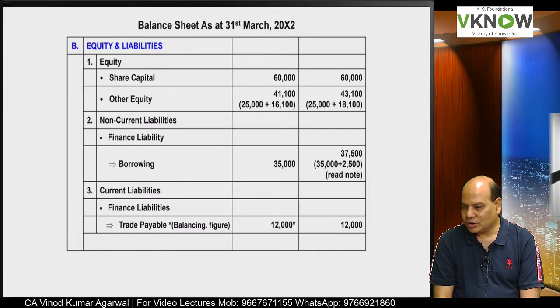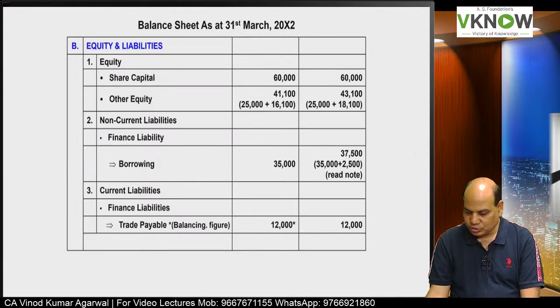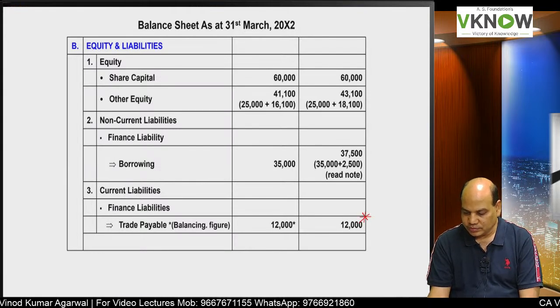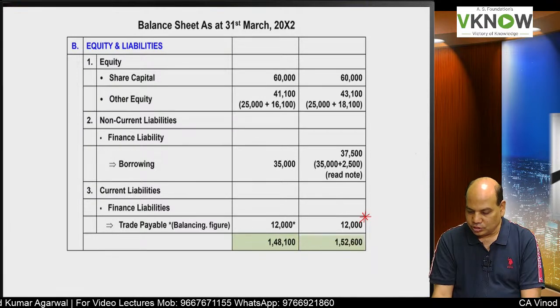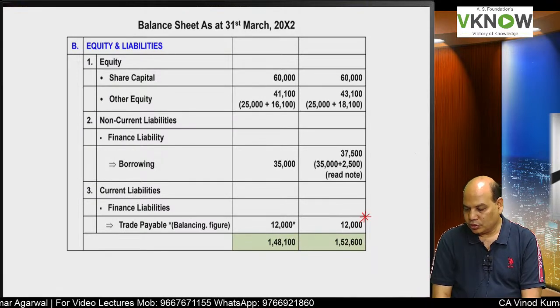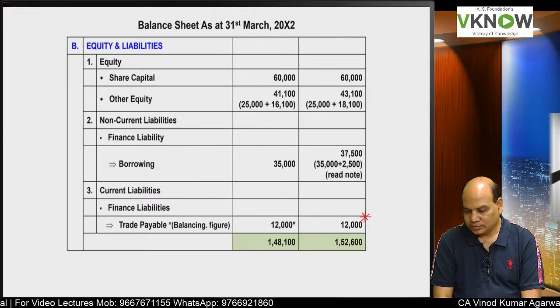Is it 12,000 in the next column also? Yes. Put the asterisk mark in both places, and therefore your total is 148,100 and 152,600.